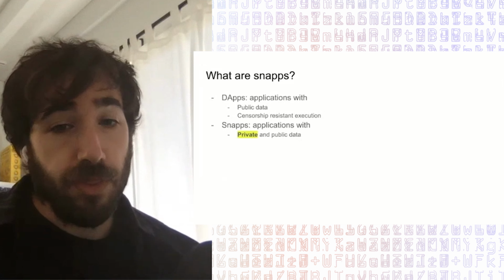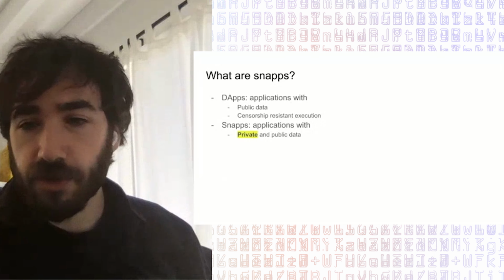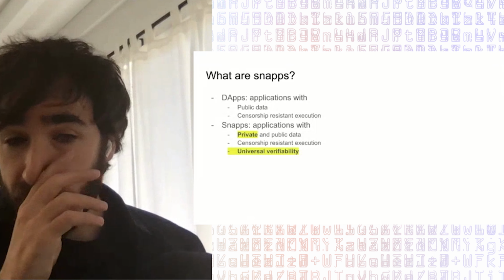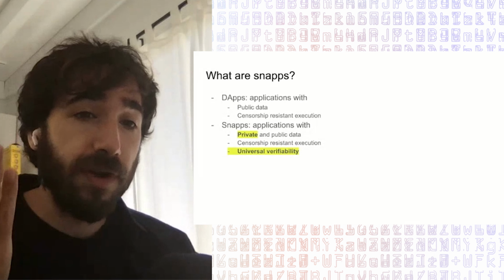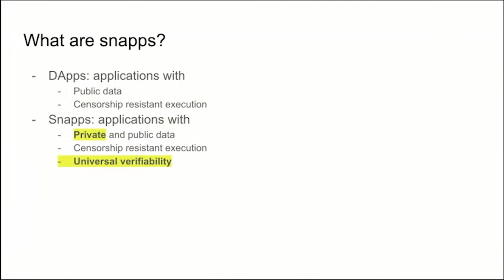Snaps are applications with private and/or public data, so it could be private, could be public, also with censorship-resistant execution, but they add a few things. The first is universal verifiability, so anyone can check that the snap is operating as expected. And two is scalable execution. The application can handle a large amount of usage without sacrificing the censorship-resistant execution or the verifiability.